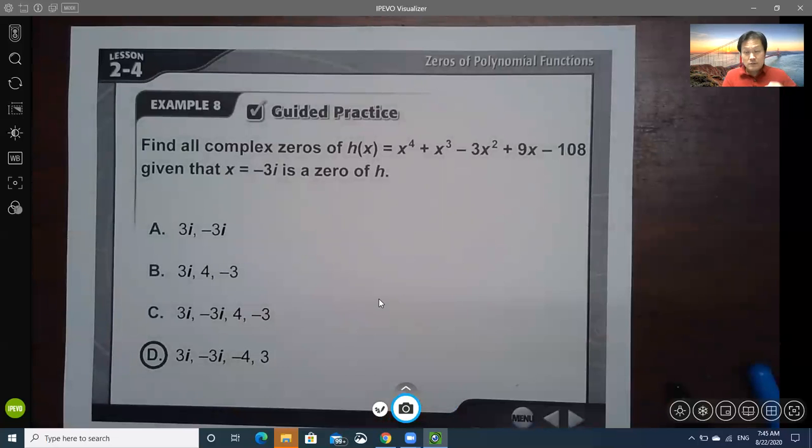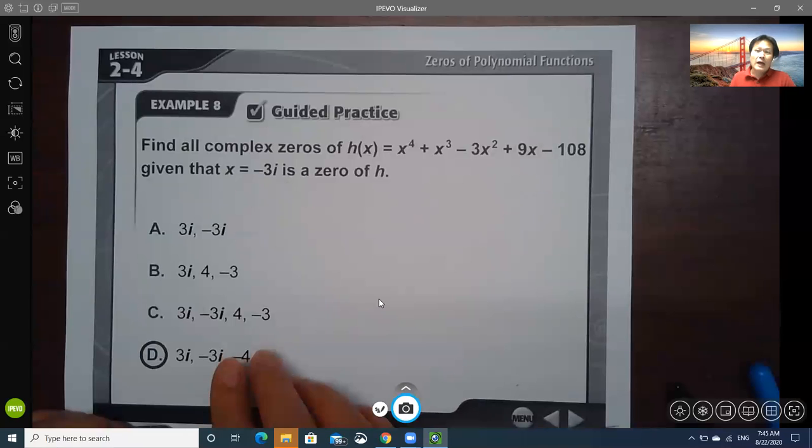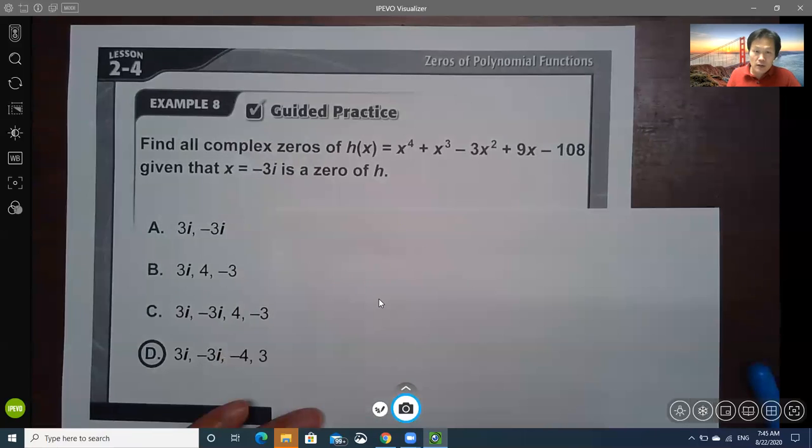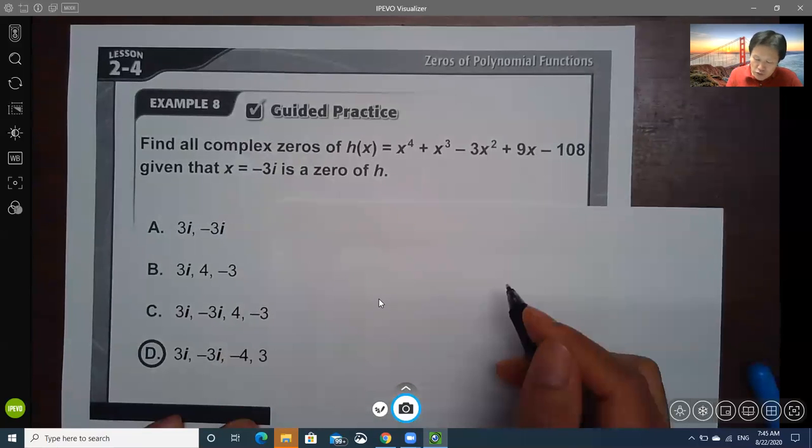If I say no calculator, then you will have to do all the work by hand. You wouldn't be able to get the minus 4 and 3. So you will have to do what we did with the previous question. So let me show you that case.